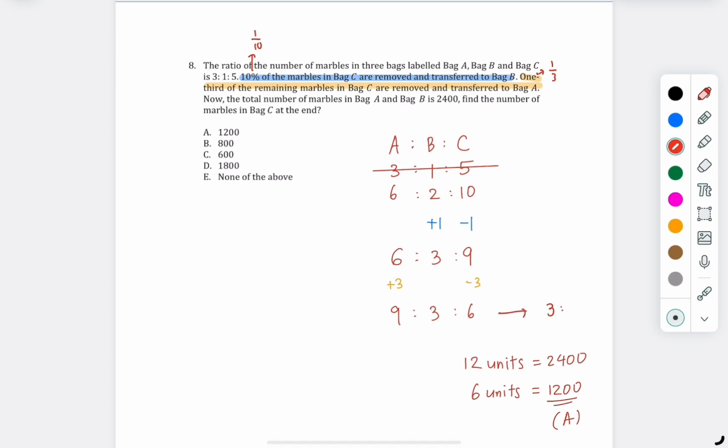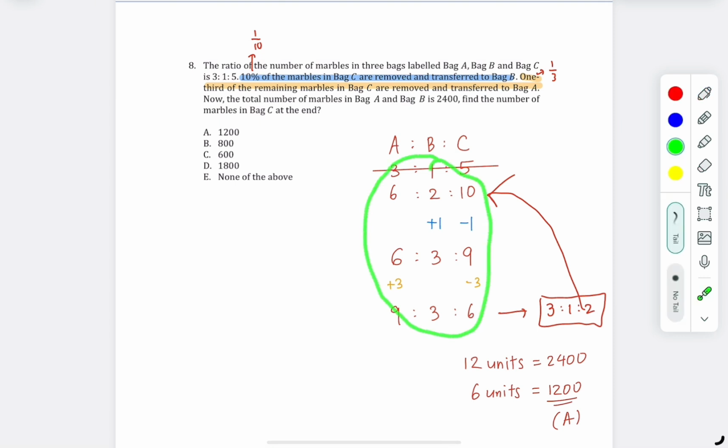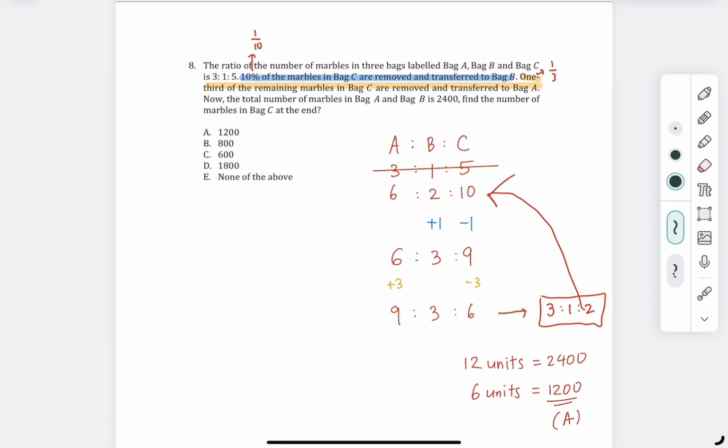If you want to simplify this form, you can: 3:1:2. But the weakness of updating the ratio again is that if they ask you to find the number of A and B and C in the end, you cannot find it straight away, because the number that we use is originally from here. If we update this one, it can only be used for the end. So that's why I don't do it over here.